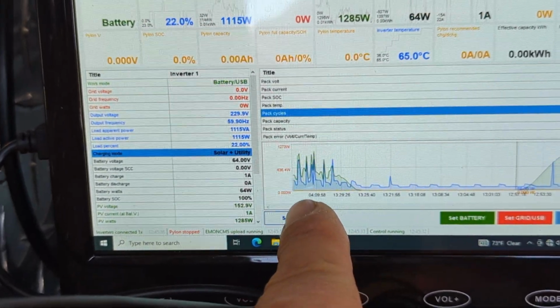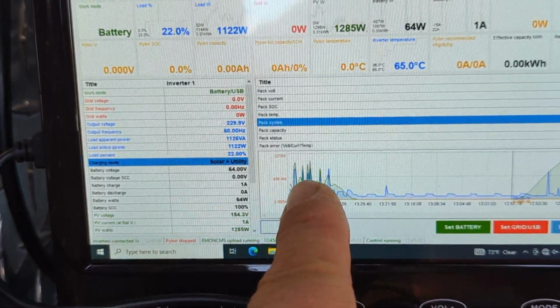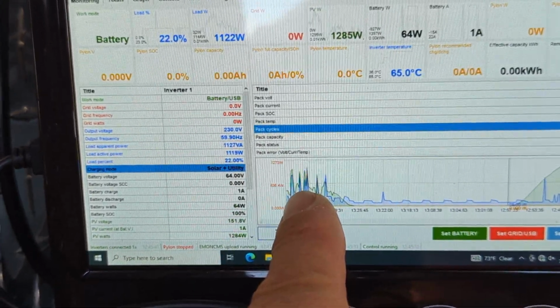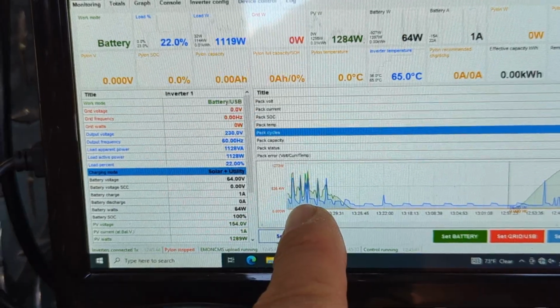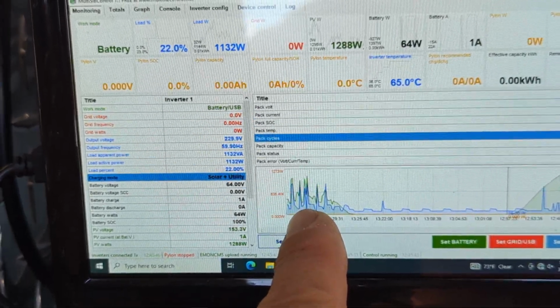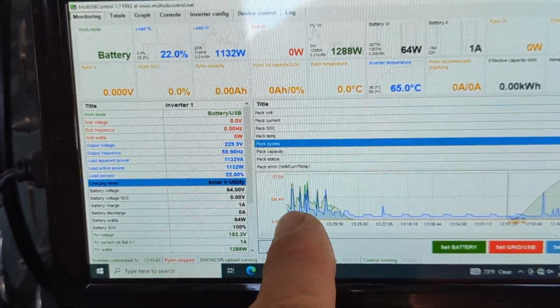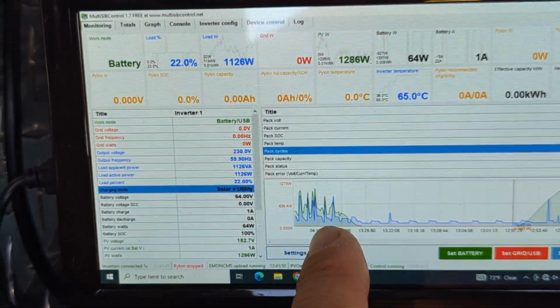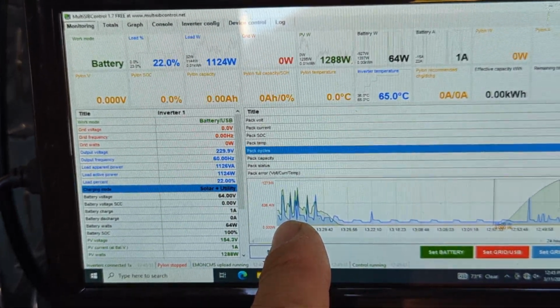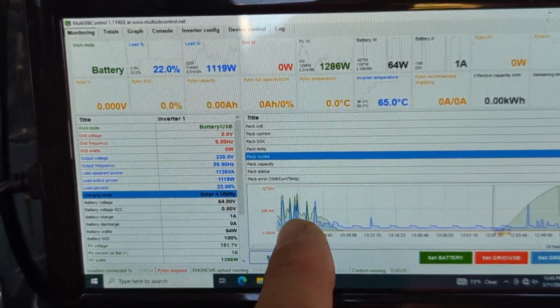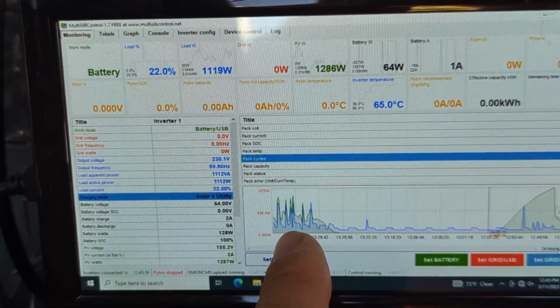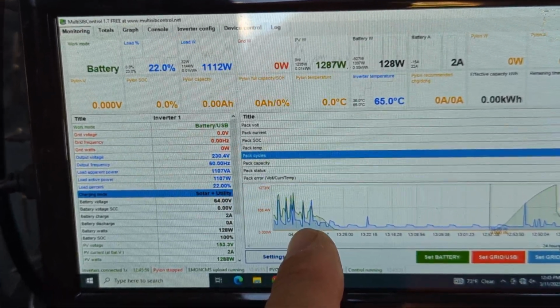So what you're seeing here is spikes in the green are the solar production, and the blue is the power consumption of the air conditioner. So you can see how they're peaking. That's because the battery is entirely full and the solar only kicks on to run the mini split air conditioner. So that's why we have those spikes.